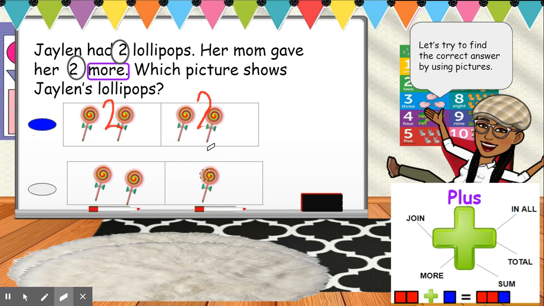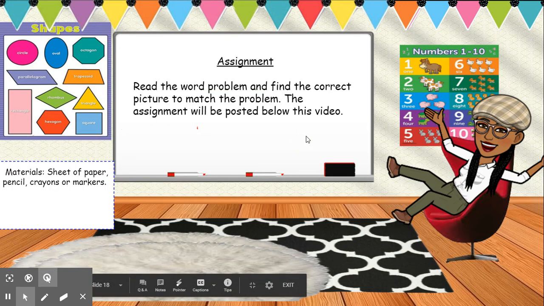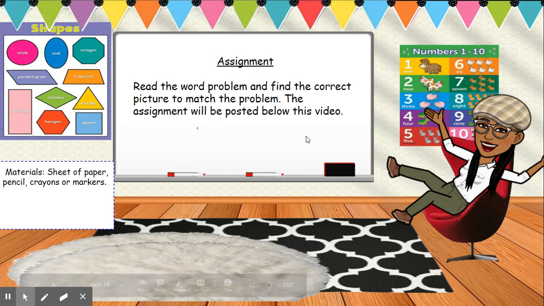So now you are going to have to answer questions that are similar to this in the assignment below. Okay, you're going to read the word problem and find the correct pictures to match. Okay. Good luck.